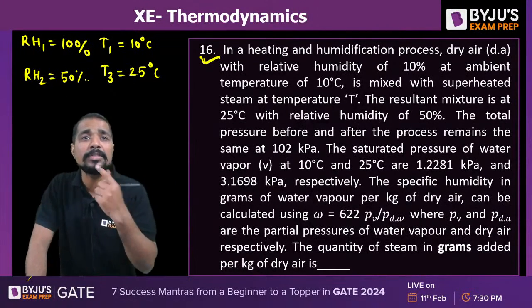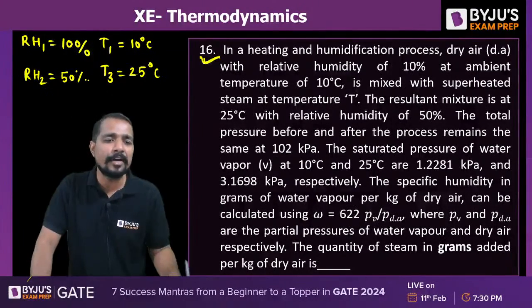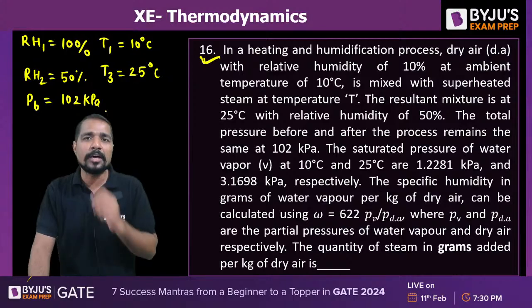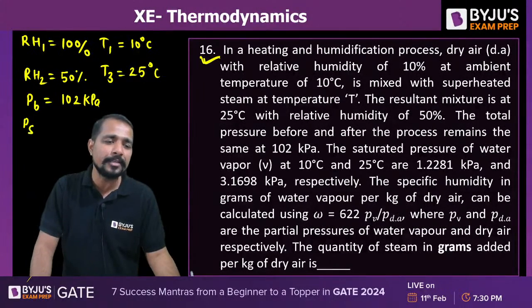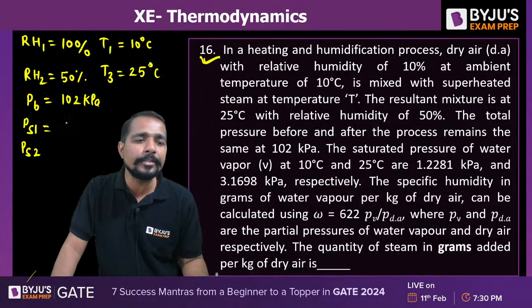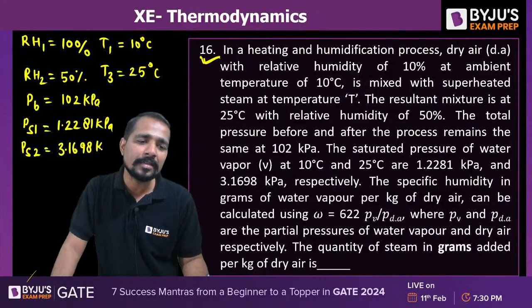After that, what is the question? The total pressure before and after is the same. It means the barometric reading is given to us as 102 kilopascal, my dear. Wonderful. After that, the saturation pressures, I mean PS1 and PS2, are also given to us. PS1 is given to us as 1.2281 kilopascal, and PS2 is also given to us as 3.1698 kilopascal.